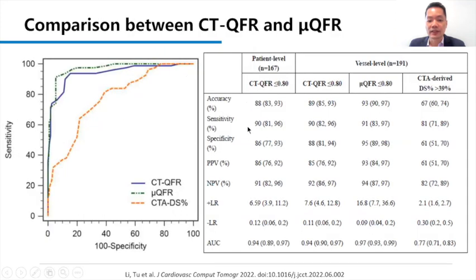This is another study published in JCCT. This study compares the CT QFR with single view mu QFR. As you can see, the single-view angiographic-based mu QFR has slightly higher diagnostic accuracy compared to the CT QFR. Both are significantly better than the diameter stenosis diagnosis.